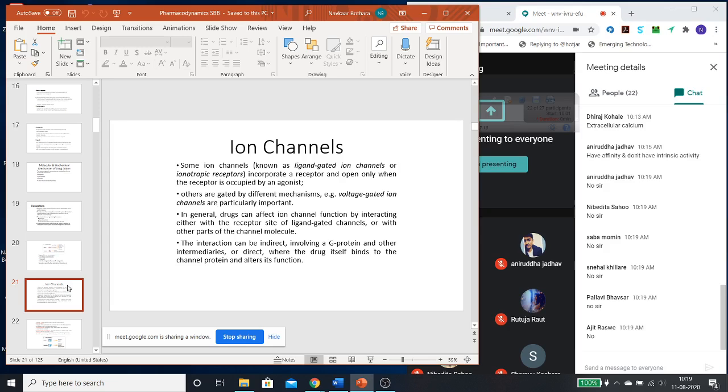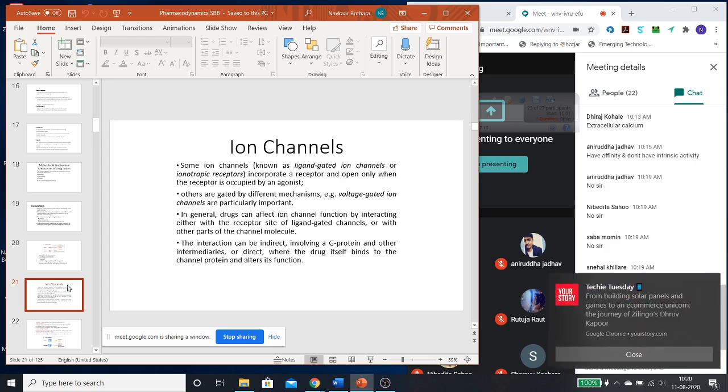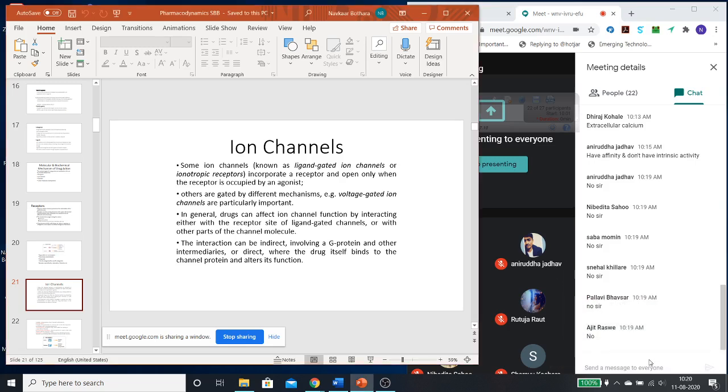Here, agonists, as I told you, in many cases are biological compounds present inside the body, and since they are present inside the body, they are the agents in the body which are doing this job. So they work by different mechanisms, like voltage gated ion channels, which are important. The drugs can affect ion channel function by interacting either with the receptor site of a ligand gated channel, or with another part of the channel molecule.